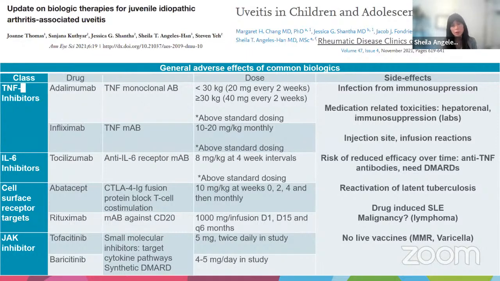There is the risk of reduced efficacy over time, especially with our TNF treatments. So I always think about checking for antibodies if these children start to fail therapy. And I think it's really important that they use concomitant DMARDs simultaneously. Screening for tuberculosis is always important in the beginning. There is some discussion about whether you can drug-induce lupus or malignancy with the traditional TNFs. And these children should not be receiving live vaccines if they are on biologics.